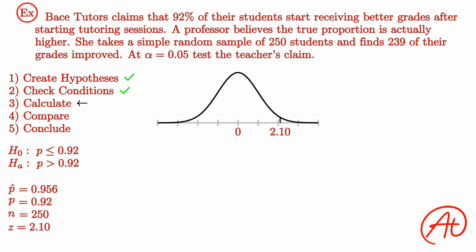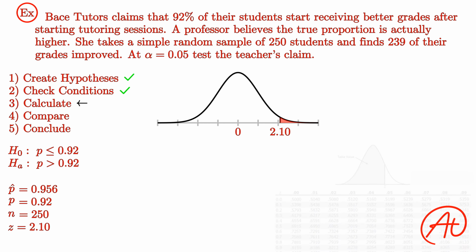But which tail do we choose? Do we want to find the area to the left or the area to the right of this value? To determine this, we look back to our hypotheses. Since we are trying to test whether the true population proportion is actually greater than 0.92, we would find the area to the right of our test statistic.